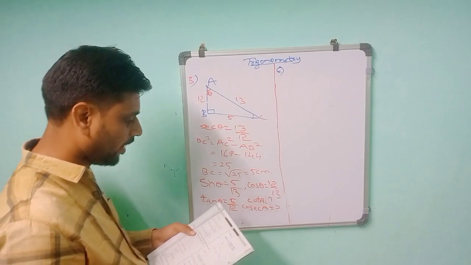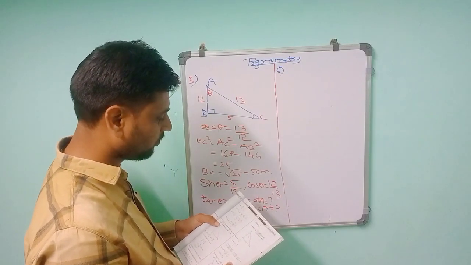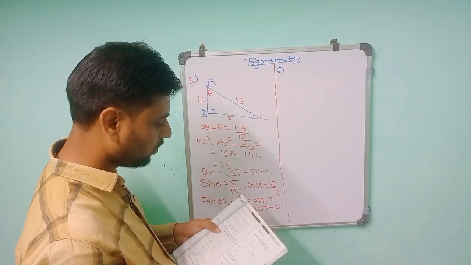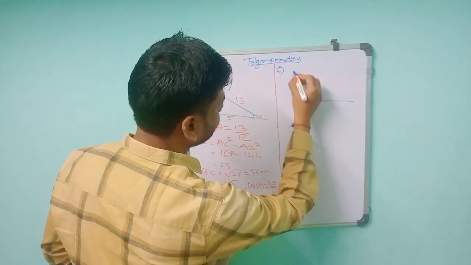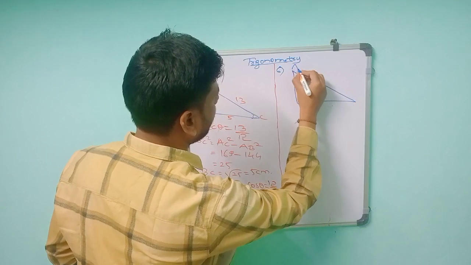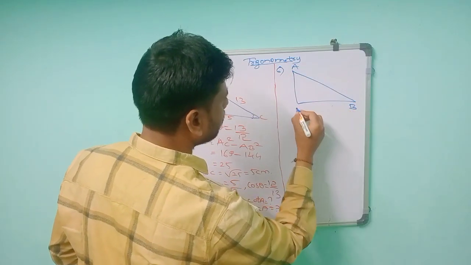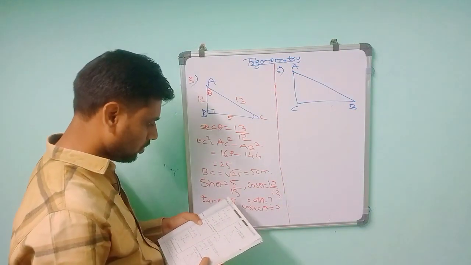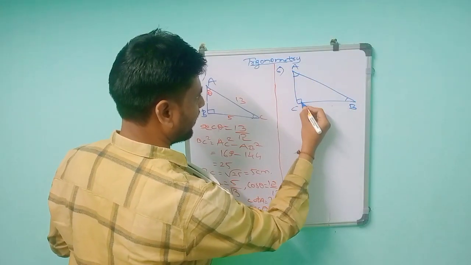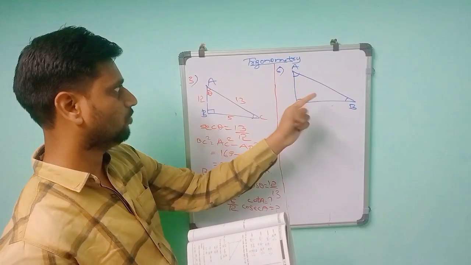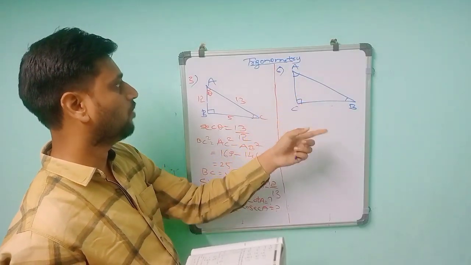The sixth one. Given that A and B are acute angles such that cos A is equal to cos B, show that angle A is equal to angle B. If you take triangle ABC, these two angles are acute angles because angle C is 90 degrees, so the remaining is 90. So these two will definitely be acute angles.